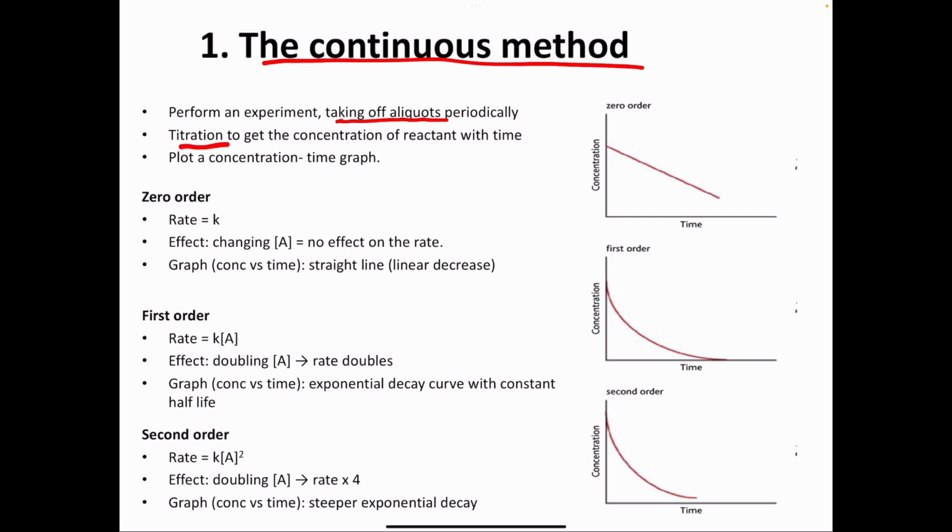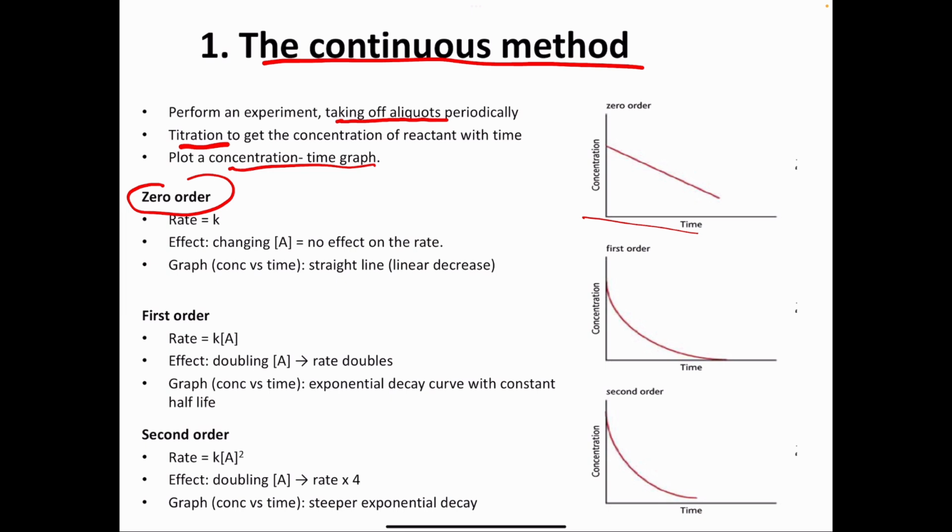Then we'll plot a concentration time graph. After, we will look at the concentration time graph in order to determine the order with respect to a specific reactant. So if it's zero order, rate is equal to k. In this case, we can see the concentration time graph is going to be like that. It's going to be a straight line that shows a linear decrease.